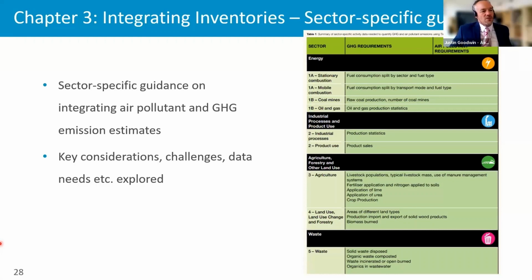AFOLU, which is agriculture, forestry, and land use change. With integrating the air pollutants and greenhouse gases, you get more resource put into understanding the nitrogen balance. So you're looking at ammonia and N2O within that regime rather than just one or the other. Huge opportunity for confusion and inconsistency if you do them separately.